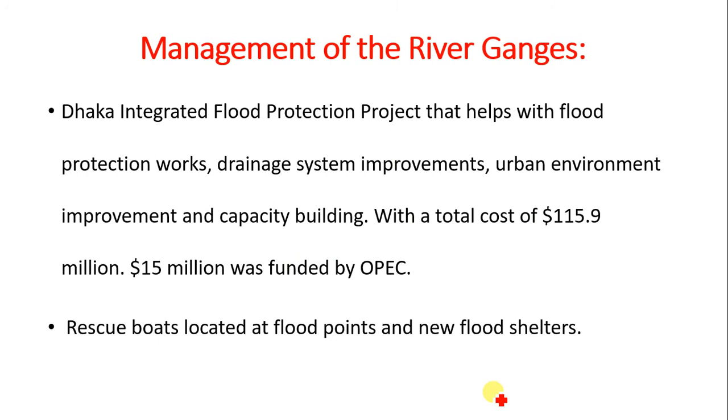So how has this hazard been managed? First, we have the flood action plan, an integrated flood protection project that helps with flood protection works and drainage basin improvements. Then we have urban environment improvement and capacity building with a cost of approximately $115.9 million, and $15 million was funded by the Organization of Petroleum Exporting Countries, that's OPEC. Now, rescue boats are located at flood points and near flood shelters. These are some of the management strategies that have been put in place.